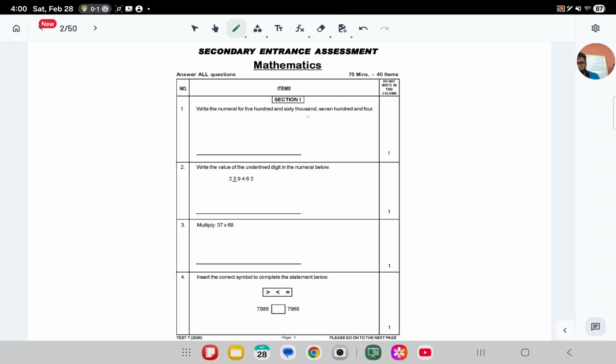560,704. So we have hundreds of thousands, tens of thousands, thousands, hundreds, tens, ones. We said 560,000, so that's 560,704.